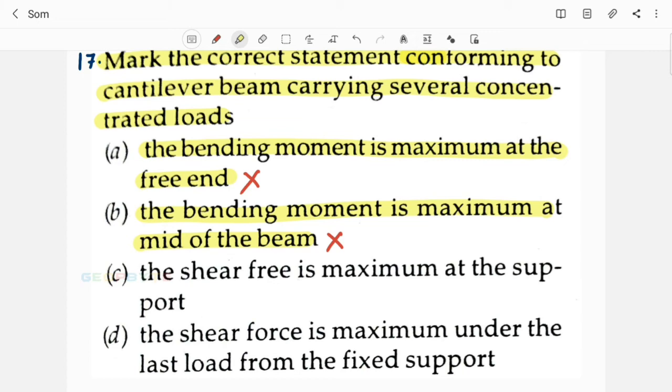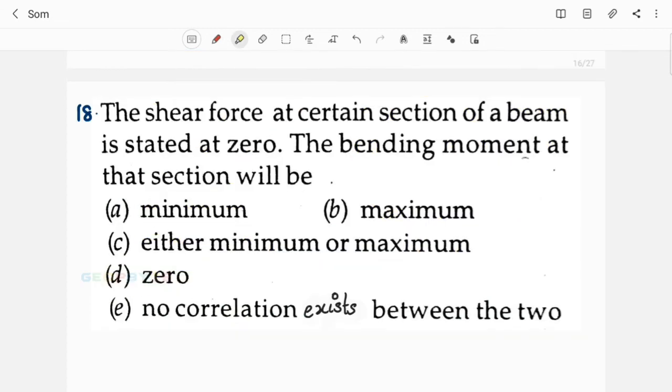Look at option C. The shear force is maximum at the support. Yes, support means fixture. Remember, for the case of cantilever beam, whether it is subjected to point load or UDL or a combination of point load and UDL, the maximum shear force and the maximum bending moment are occurring at the fixed location only. Therefore, option C is absolutely correct. I hope you clearly understood. Shall we move to the next problem? Yes. Look at the problem.